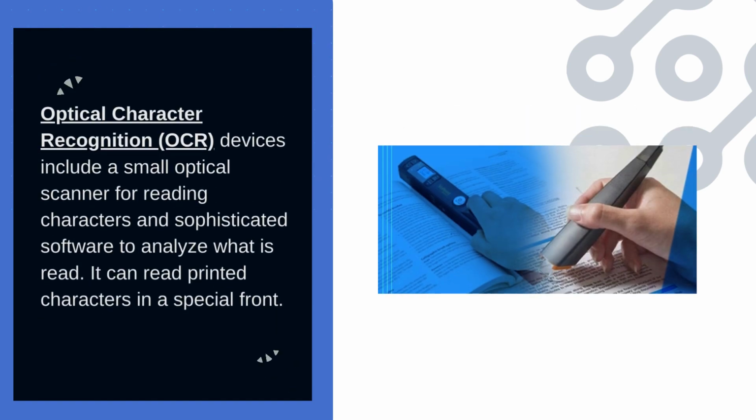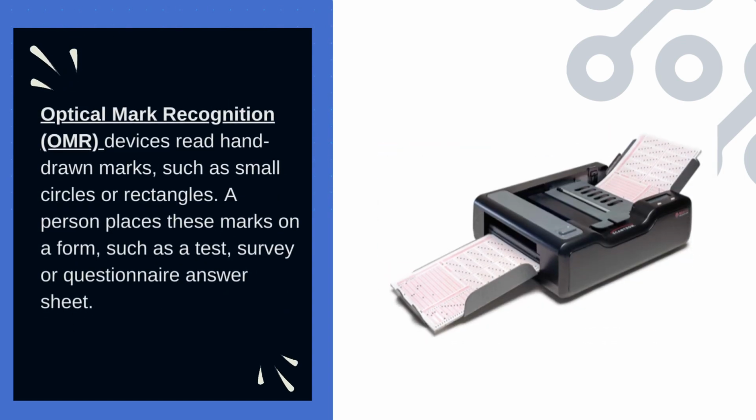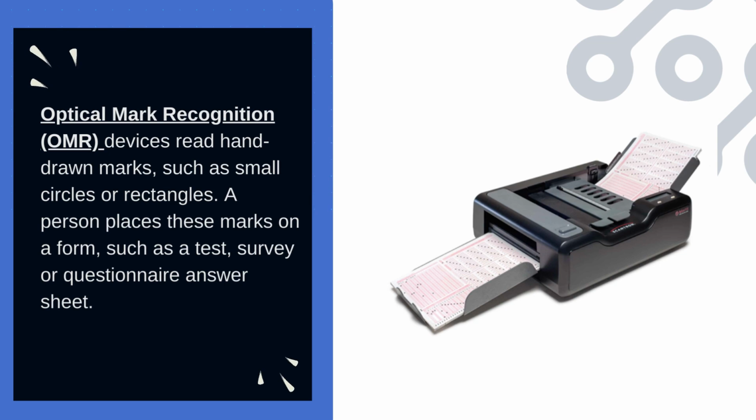Another is optical character recognition, or OCR, devices. They include a small optical scanner for reading characters and sophisticated software to analyze what is read. It can read printed characters in a special font. Optical mark recognition, or OMR, devices read hand-drawn marks such as small circles or rectangles. A person places these marks on a form such as a test, survey, or questionnaire answer sheet.